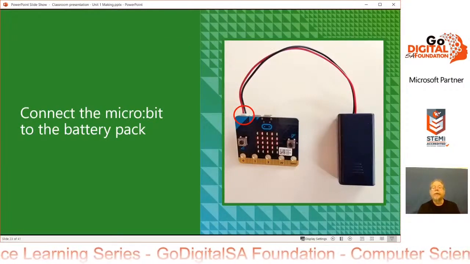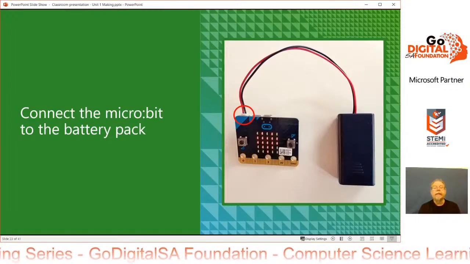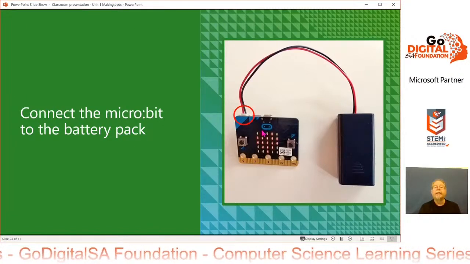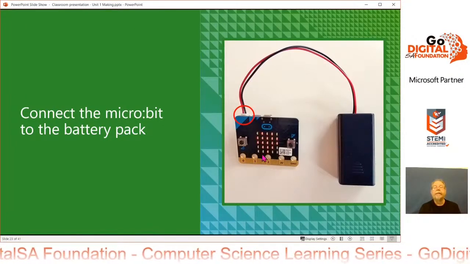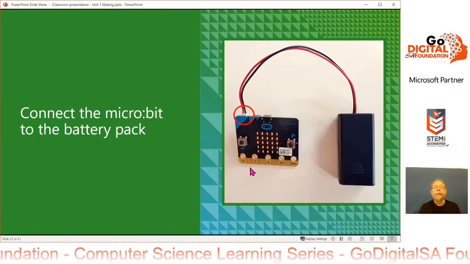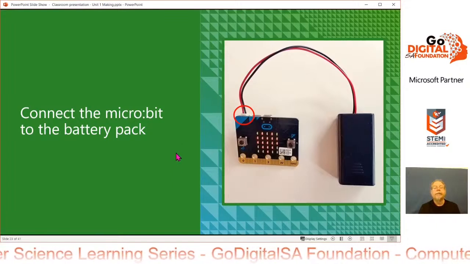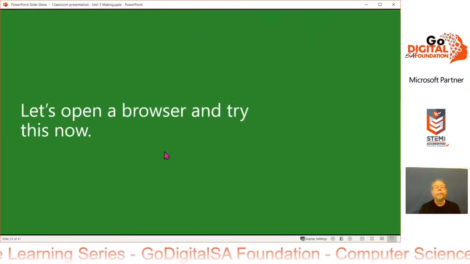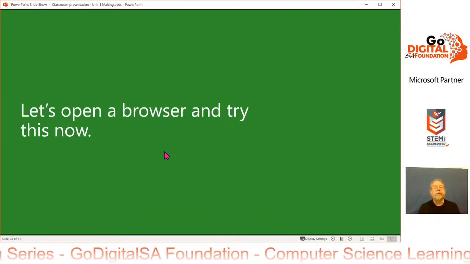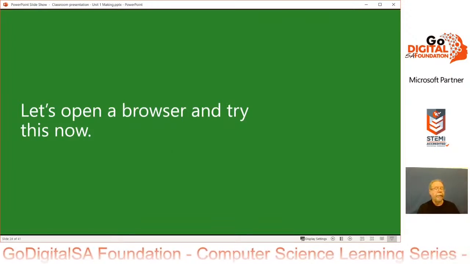When we're finished copying a program to the microbit, we can disconnect the USB cable and we can connect the microbit to a battery pack, and then the microbit can run that program without being connected to the computer. And then we can carry it with us. It doesn't have to be close to the computer. Okay, so let's open up a browser and try this now.